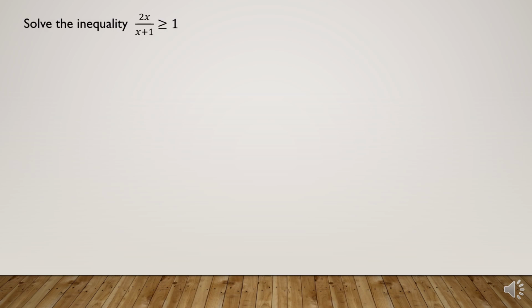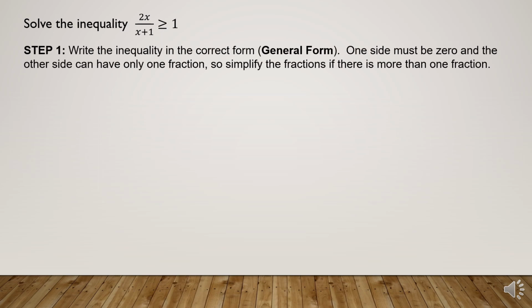Solve the inequality 2x over x plus 1 is greater than or equal to 1. Step 1. We need to write this inequality in general form. You have observed that this inequality is not yet in general form because the right side of our inequality is not 0. To make it 0, we need to transpose 1 to the other side of our inequality.